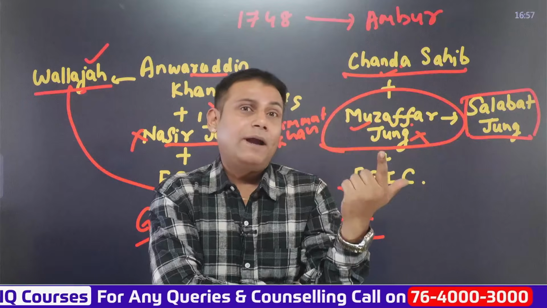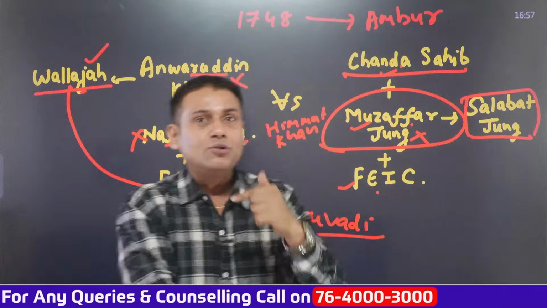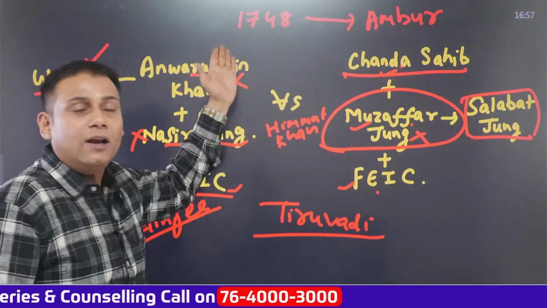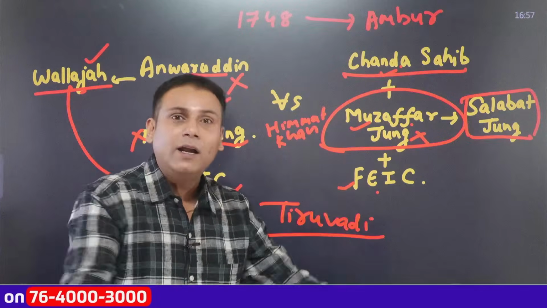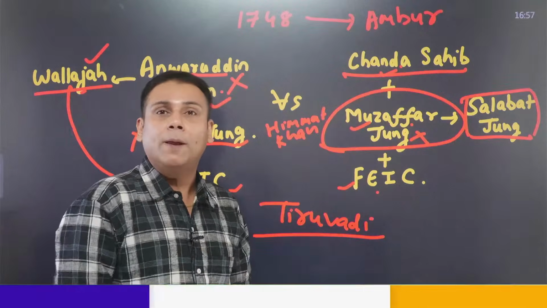And if we do not find him, he can pose a challenge to Chanda Sahib because he wants to take revenge for the death of his father Anwaruddin Khan. So we have to find him at any cost. We have to take revenge from him.